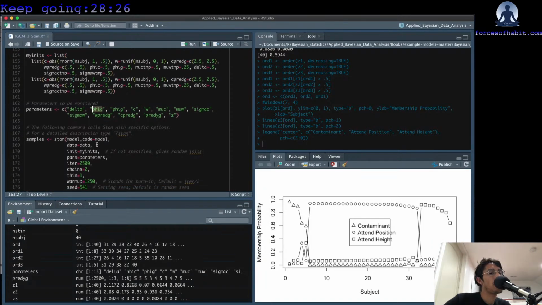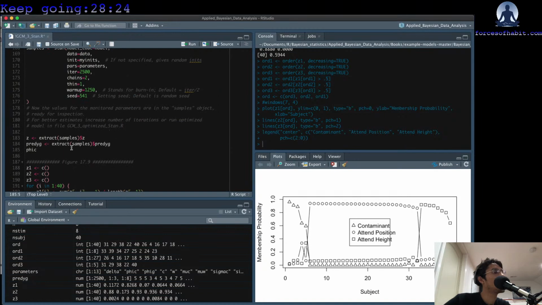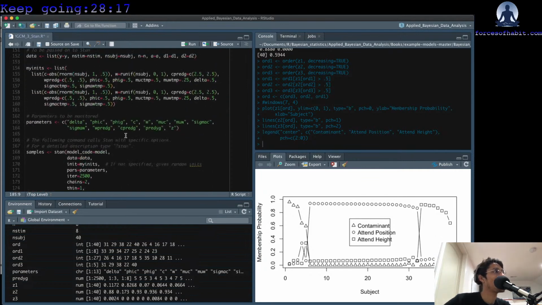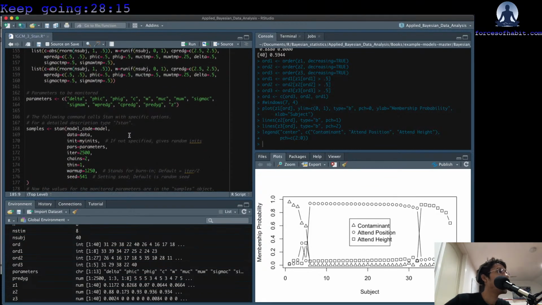So it wants us to look at phi C. Wants us to take a look at the phi C, if you know what I mean. It's a poop joke. And then it wants to look at the mean diff, which is delta.